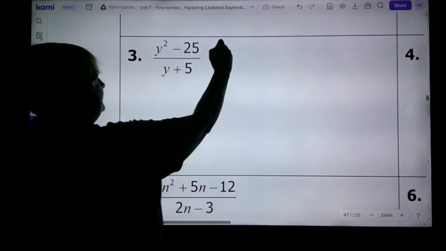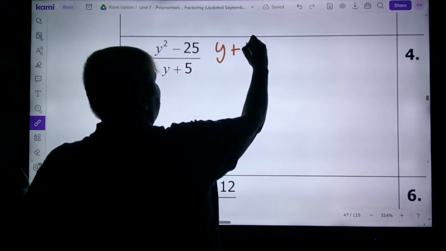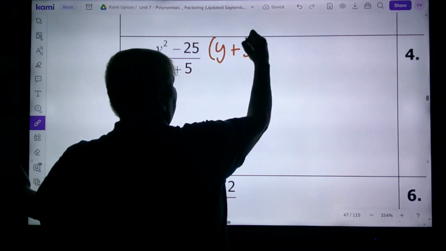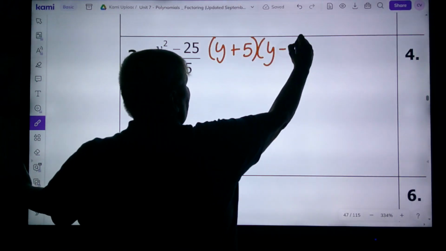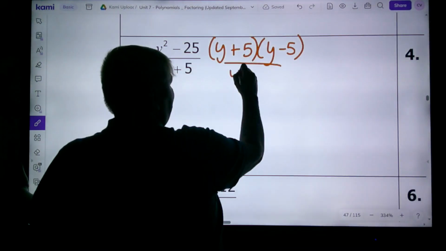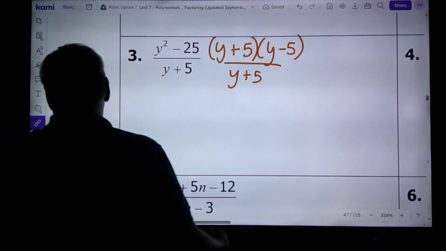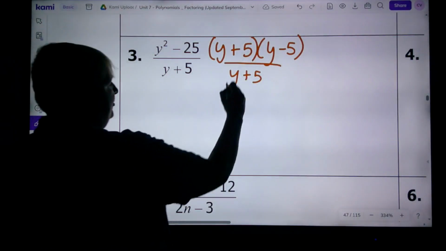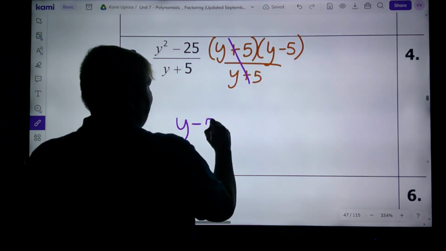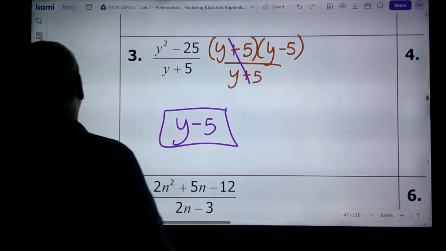Difference of squares. Y plus 5, y minus 5. Again, it was already there. You just have to pay attention. And if you're not actually listening to this video, you won't understand that. It gives you the answer. You just have to pay attention.